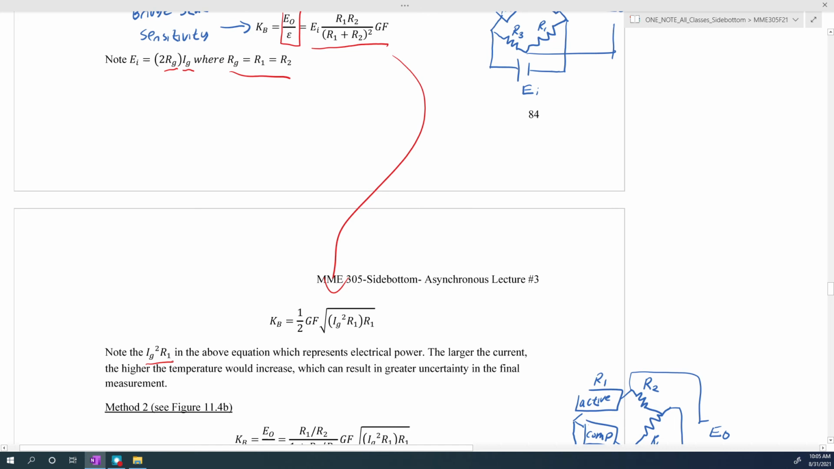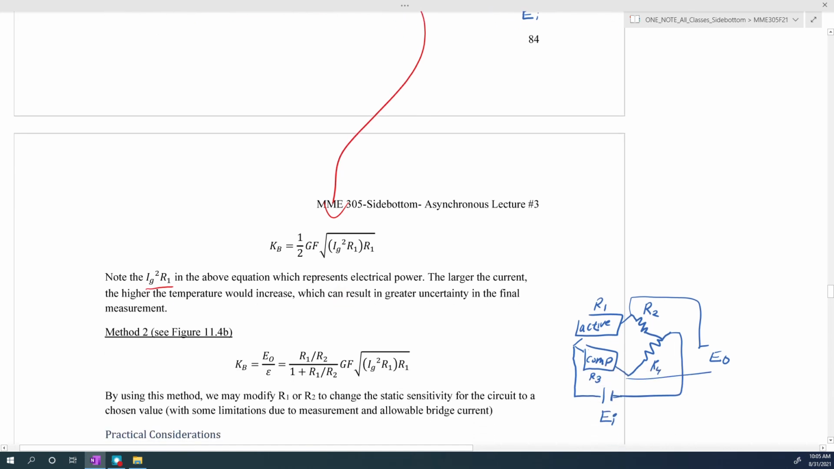that potential increase in local temperature rise. In the second method we had, R1 was our active gauge and R3 was our compensating gauge, and our sensitivity factor would be quite a little bit different. In this case, we could change our values of R1 and R2 to change the static sensitivity of our temperature measurement.